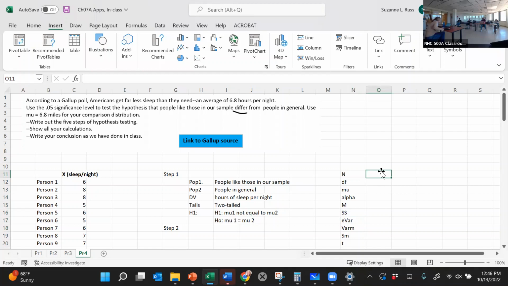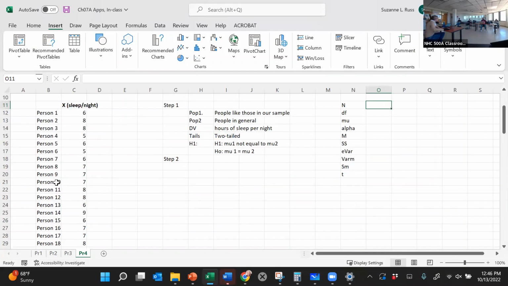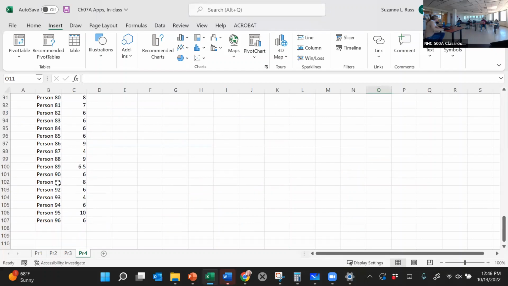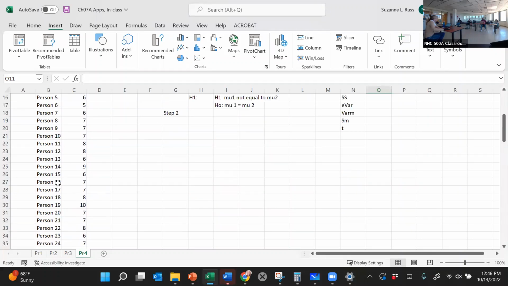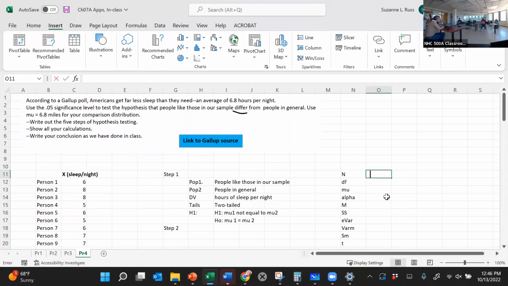So let's see here. Does it say? Oh, it doesn't say. How many people are in our sample? We could do a count A or we could just go look. Since I have a number here, let's go look. It's 96. It's a good number. We have 96. So our degrees of freedom is 95. Mu. What are we using for mu in this problem? It's not 0.8 hours. Is that the average? Yeah. This is the average for American people. So this is a nice mu to work with, 6.8.